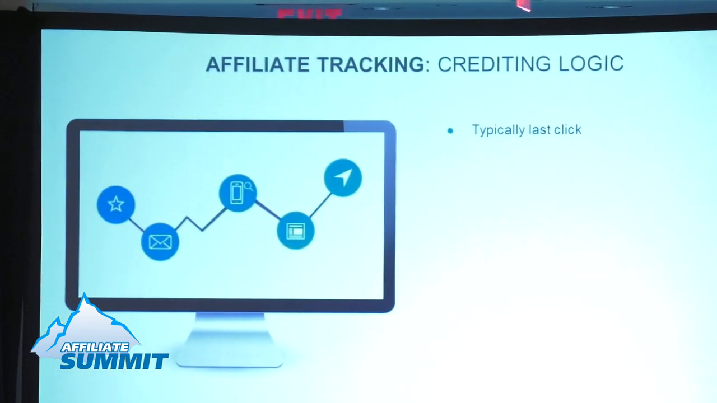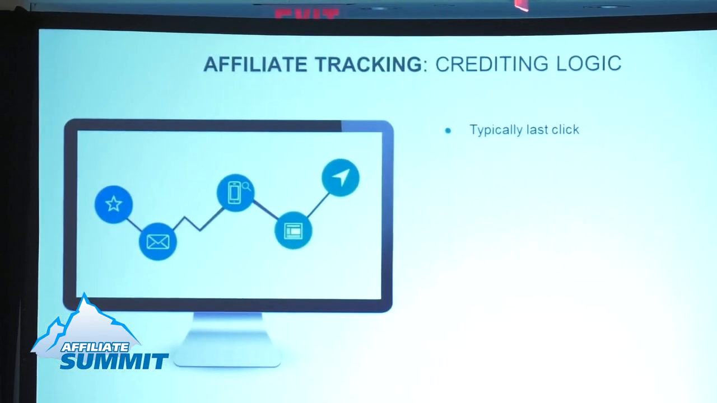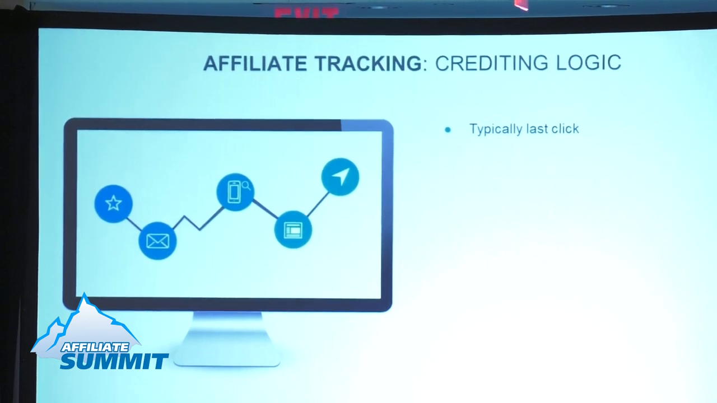So this is when you have a pixel on your thank you page and the affiliate network or the tracking solution fires that pixel and reports back to the affiliate network there was a $100 sale, and it looks up what their commission was, 10%, and gives them a $10 commission. So this is crediting logic. This is happening in real time right as the consumer is buying from us.